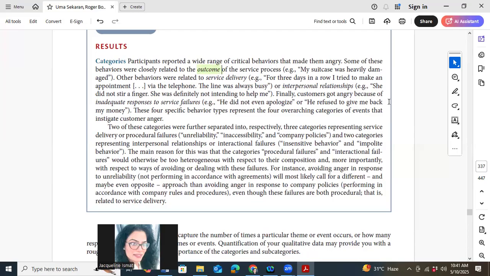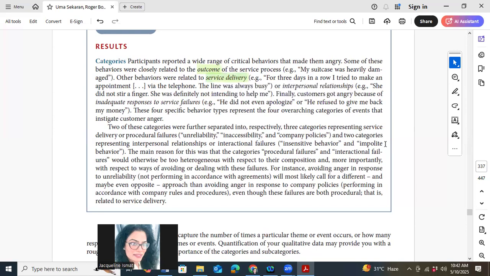Outcome है. कंज्यूमर के एंगर है, उसकी फ्रस्ट्रेशन है, किस चीज को लेके, आउटकम को लेकर. तीसरे में ये हुआ हमारे पास आउटकम रिलेटेड जो है वो एंगर सामने आती है सर्विसेज में. ये एक कैटेगरी है. अदर बिहेवियर्स वर रिलेटेड टू सर्विस, ये इज अनदर कैटेगरी.